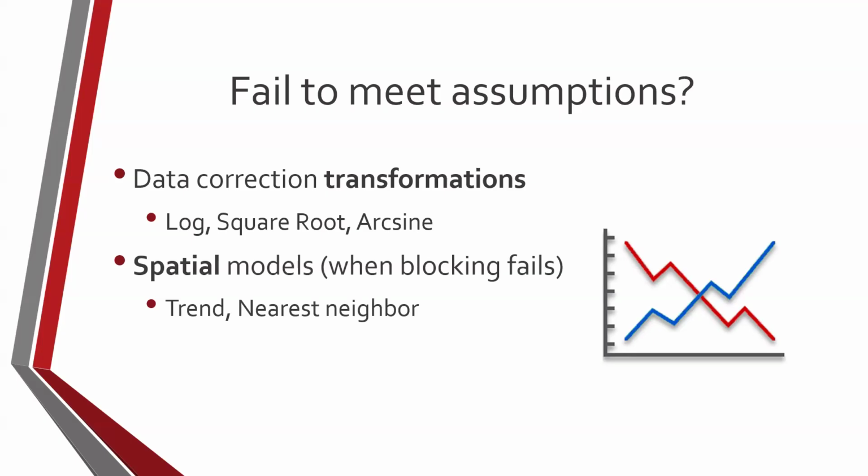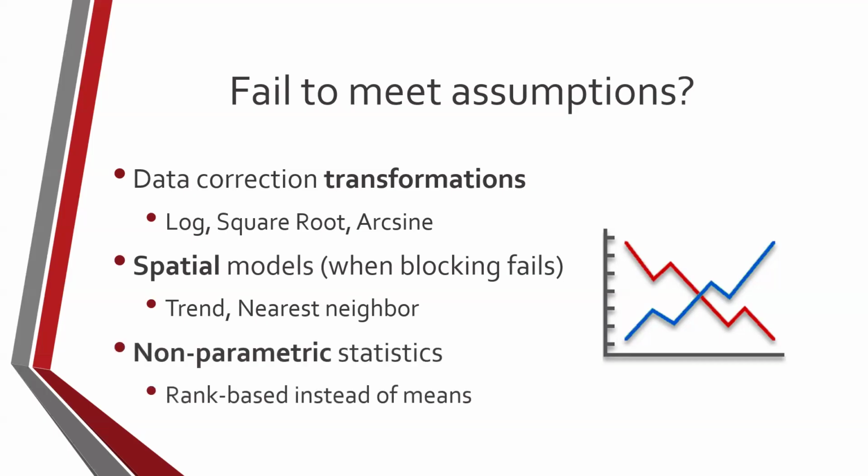Another tool for us would be spatial models. Those try to recover information about hidden variables across the field. In ARM, we have 3 different trend models and 4 different nearest neighbor models that can be used. Typically, you only would do this if your blocking design fails.